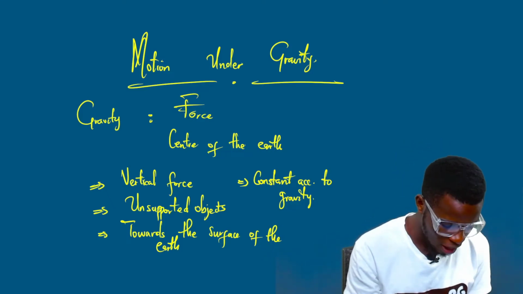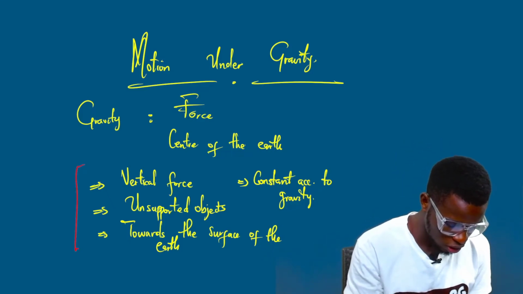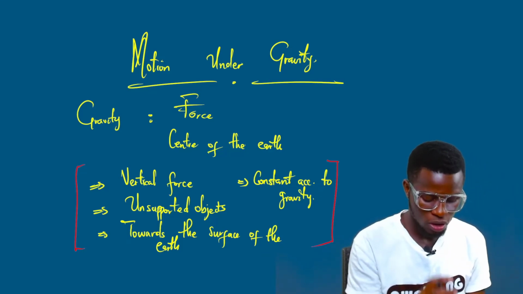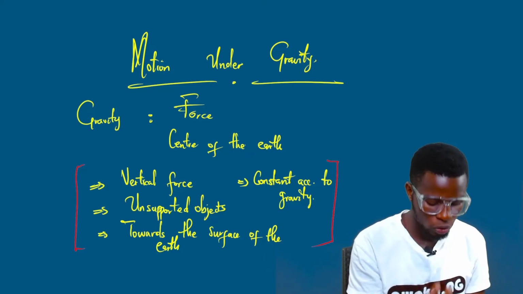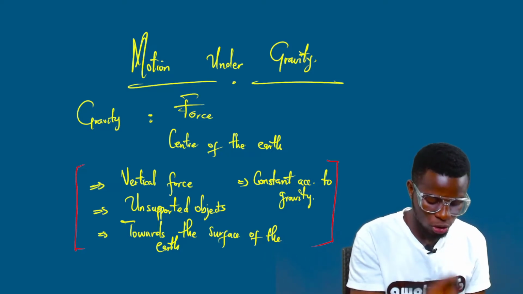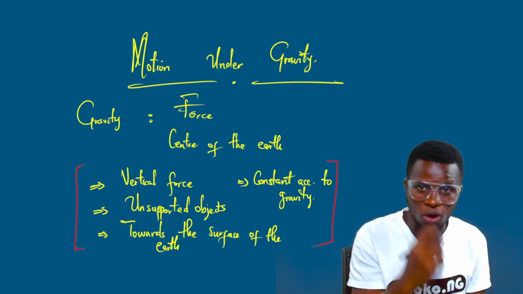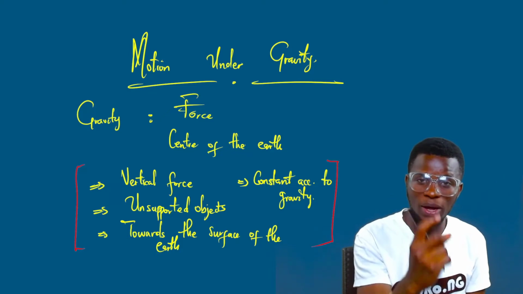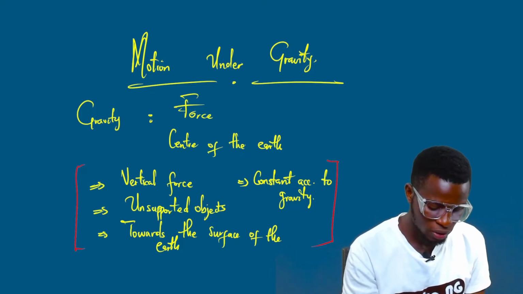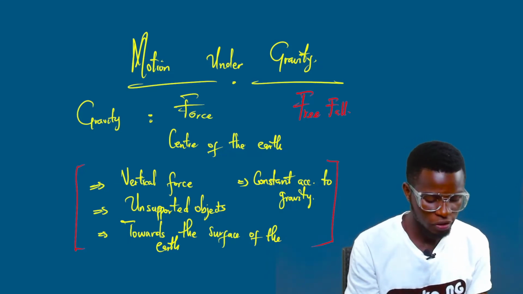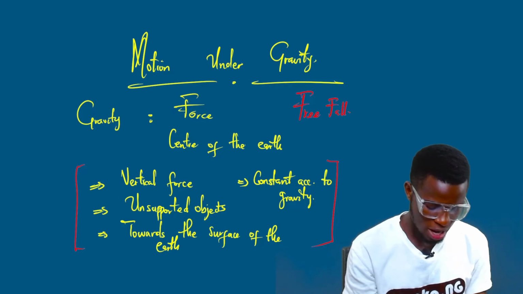When all these are taken into consideration, it is a vertical force which acts on all unsupported objects that tends to move them towards the surface of the earth at a constant acceleration due to gravity, described by a particular concept known as free fall. So that is actually what free fall is all about.